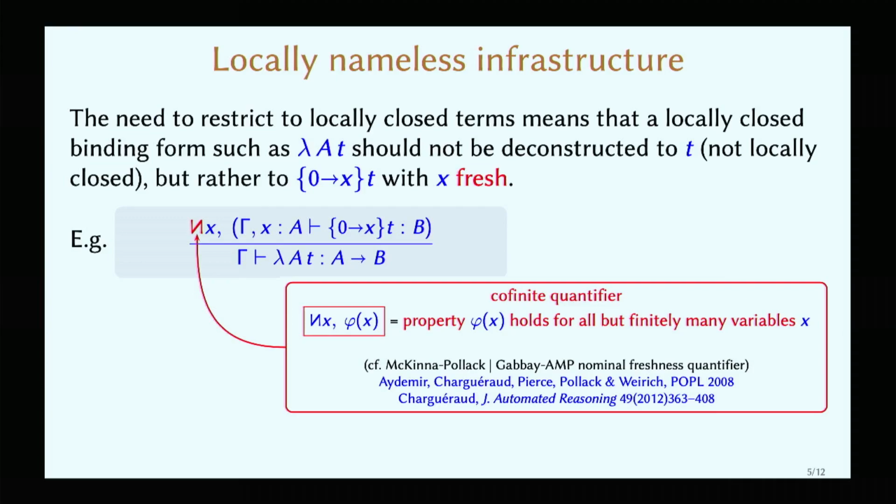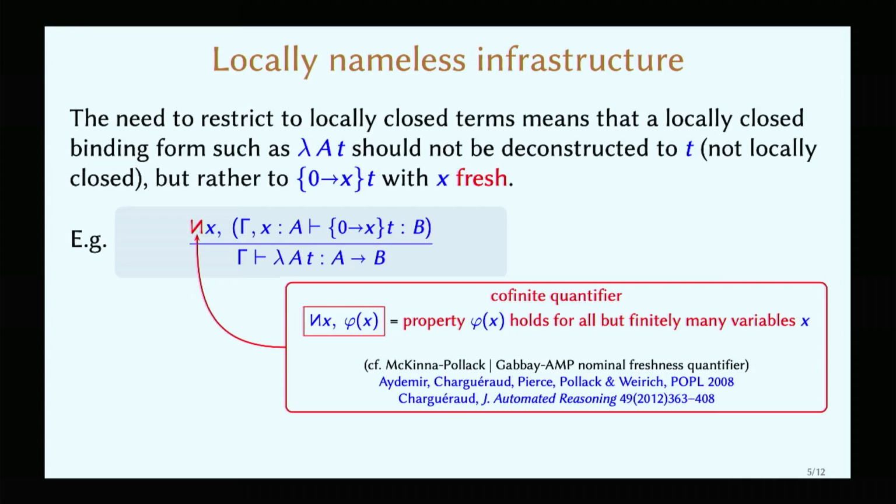For example, the typing rule for typing a lambda abstraction, you could formulate it this way, and it's a nice way of doing it. You can deduce a typing of a lambda abstraction if, for all but finitely many x, it's the case that the opened term with x in it has type B in the extended context where x has type A.